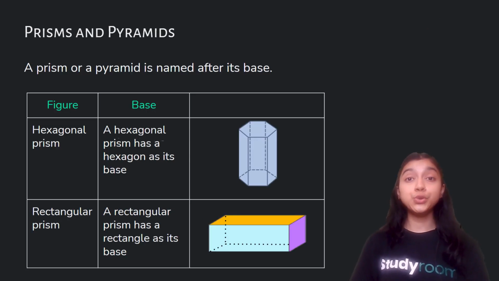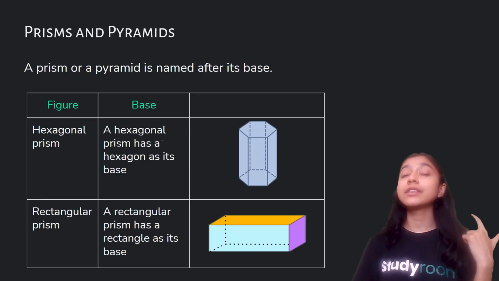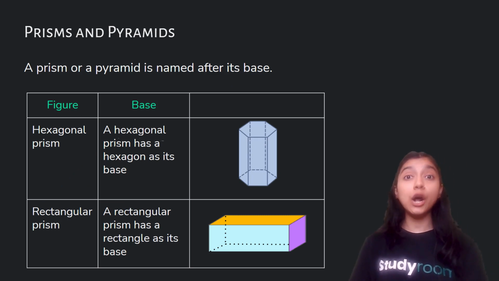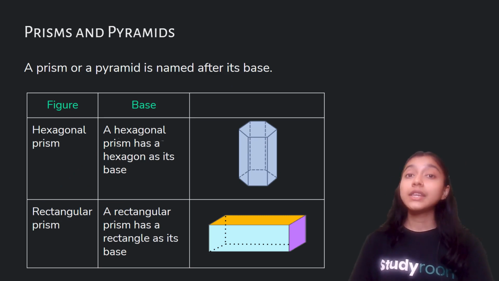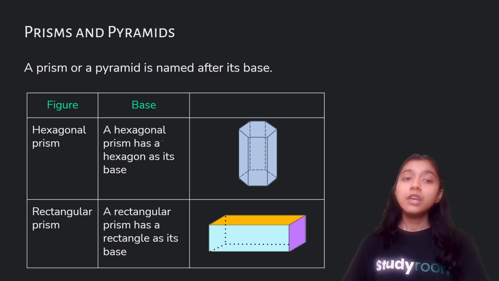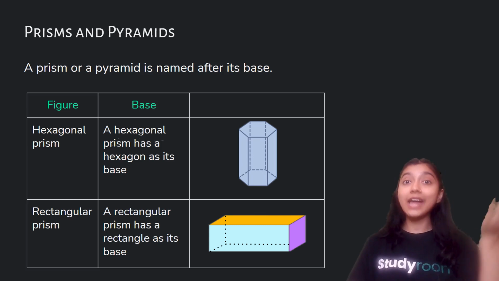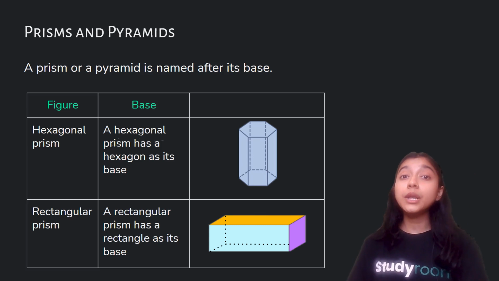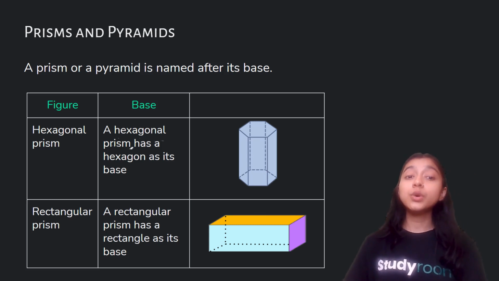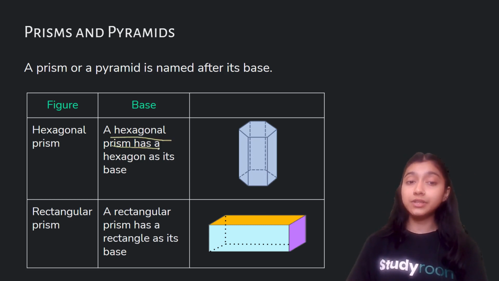Now that I have taught you 2 types of polyhedron, prism and pyramid, I'll teach you how to name these prisms and pyramids. Let me tell you one thing: prisms and pyramids are named after their bases. So when I say I have a hexagonal prism, what does that mean? A hexagonal prism means that the base and the top portion of that prism will be a hexagon, that means a 6-sided polygon. So a hexagonal prism is a prism that has a hexagon as the base.